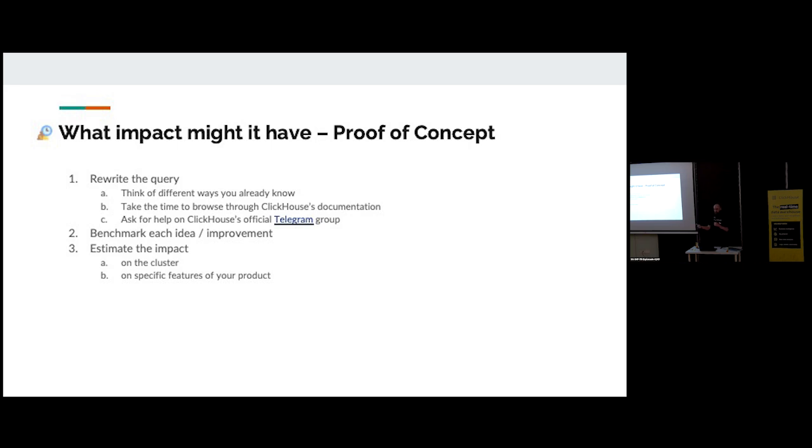First thing to do is rewrite the query. So you can base that on your knowledge, but there are so many functions, so many features in ClickHouse. Taking a look at the website to see if there are other solutions is important. You can ask on Telegram to have additional help. It's always good to discover new features. Then you want to benchmark what's going on, what did you change, and then estimate. So you know how many queries have the pattern, so you can try to estimate the impact it would have.